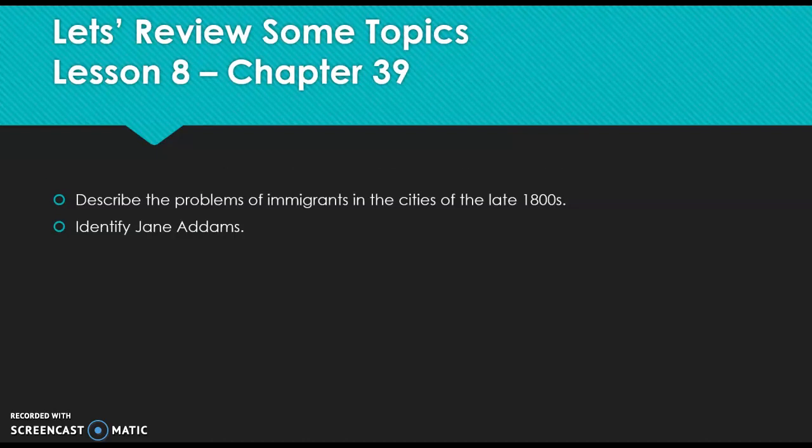And then the last person we met in Unit 4 was Jane Addams. Jane Addams started the Hull House in Chicago, and she helped the immigrants living in the poor parts of the city. She lived there and established Hull House as a way to educate and assist the people moving into the city so they could live a good life.